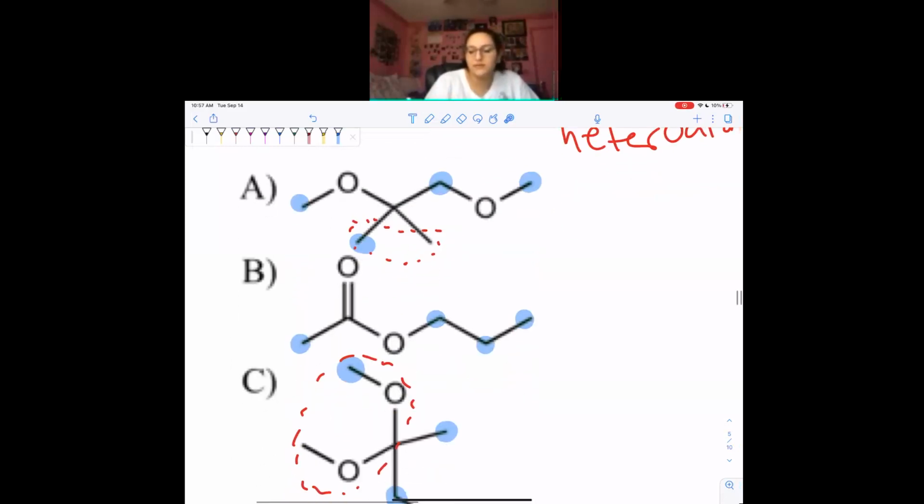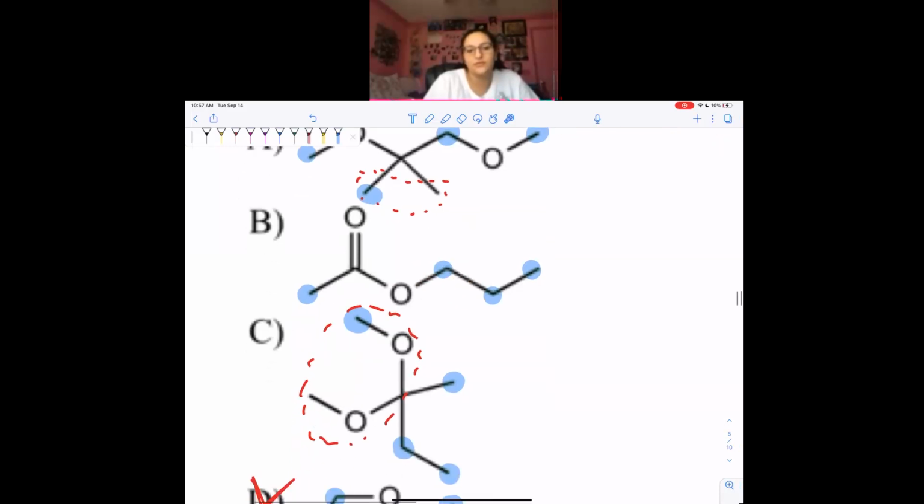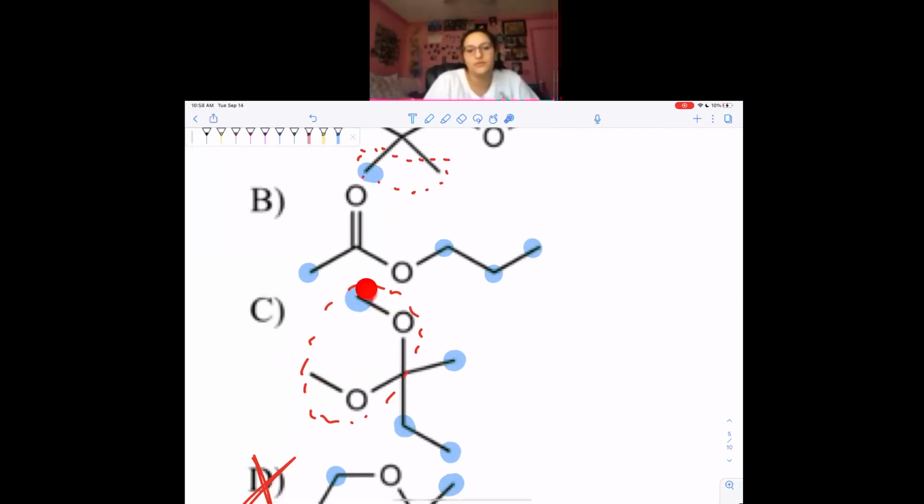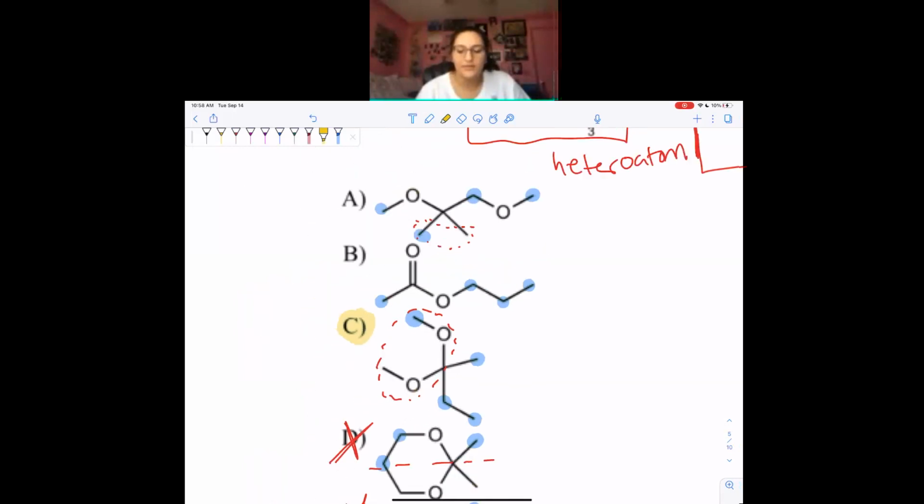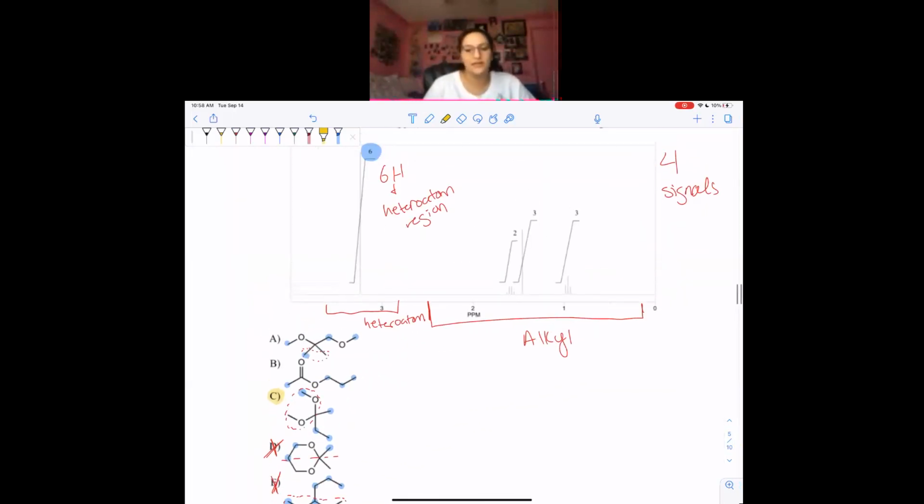For this next one, only this is in the heteroatom region, and it's an integration of 2. So this has to be wrong. Next up, 6H, and it is in the heteroatom region. So C is correct. And we did that again kind of fast, so if you have any questions, let me know. If you want me to go through that last part again, I can definitely do that.